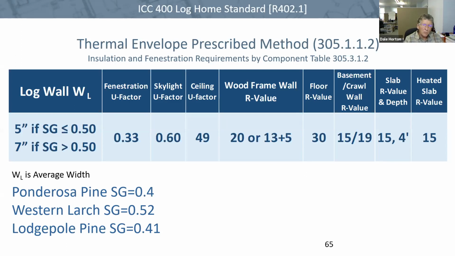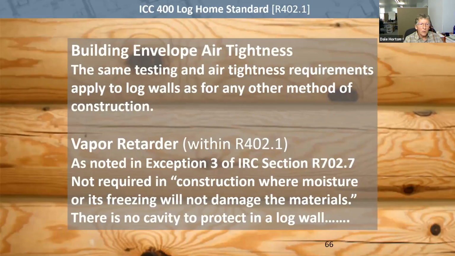But if you meet these criteria, then you've satisfied the ICC 400 thermal requirements, and that satisfies, therefore, the thermal requirements of the IECC in total. So there's a couple questions that always come back: do you still have to test the building envelope for airtightness?